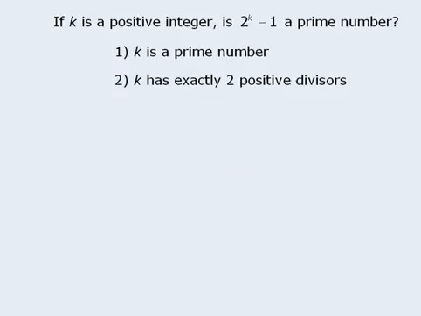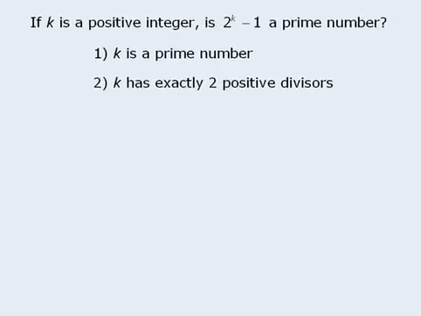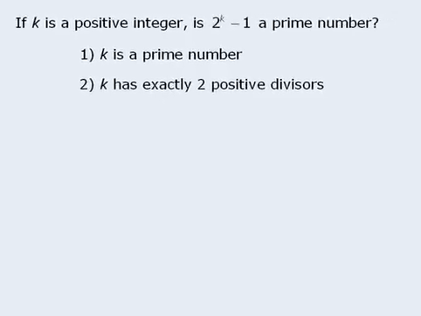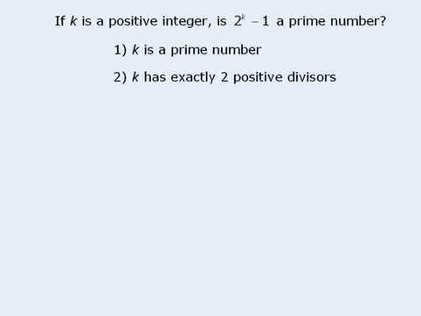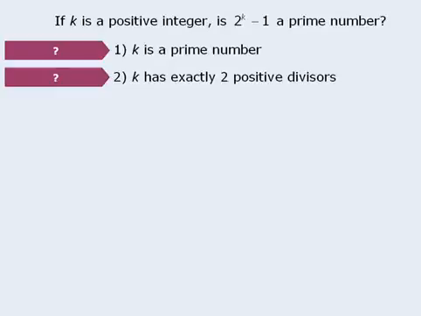We'll illustrate this tip using the following example. Now, in this question, we want to determine whether 2^k - 1 is a prime number. Now, this is a very difficult question and probably beyond the scope of the GMAT. So let's say that we are unable to determine whether or not statement 1 is sufficient, and let's also say that we are unable to determine whether or not statement 2 is sufficient. Now, under most circumstances, we would not be able to eliminate any of the answer choices before guessing.